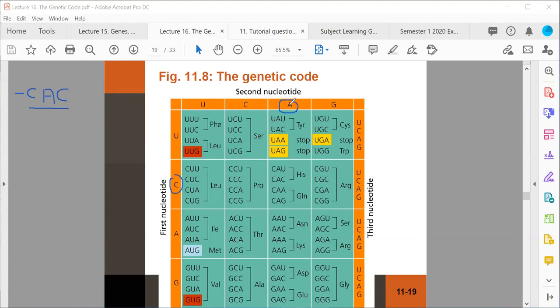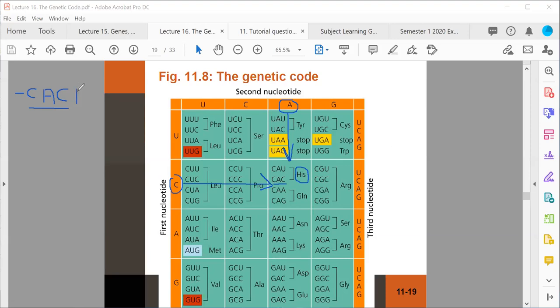Okay, so we use these as coordinates. Go into there, and then we can find CAC. And here it is. So this codon CAC in the messenger RNA actually encodes this amino acid called histidine, HIS, histidine.